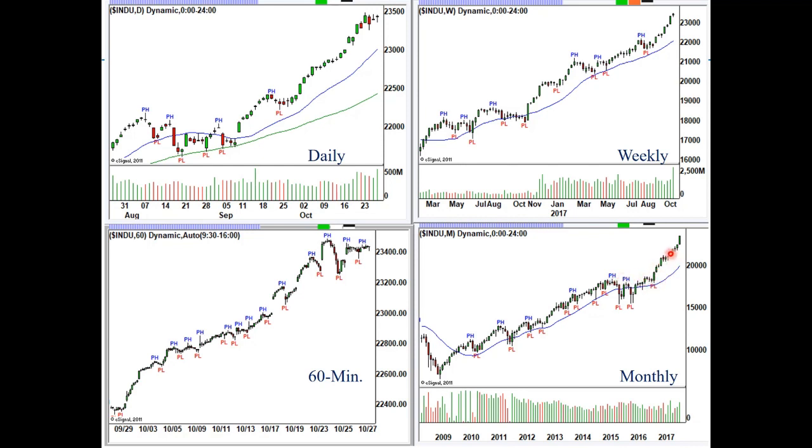Minor support is here, and we've got a little minor consolidation where these bars are overlapping, which could be where it pulls back. The other scenario is it just climactically moves to the upside from here. We don't know, but what we do know, the trend is up and still bullish.